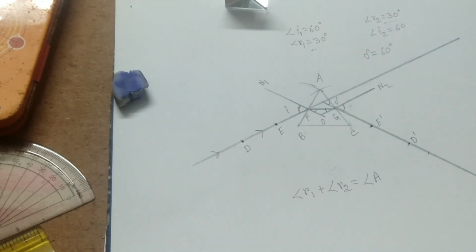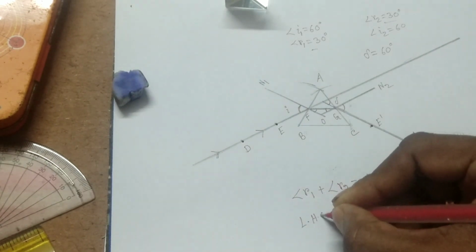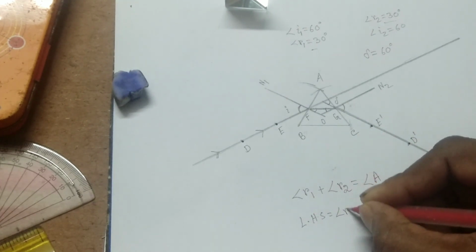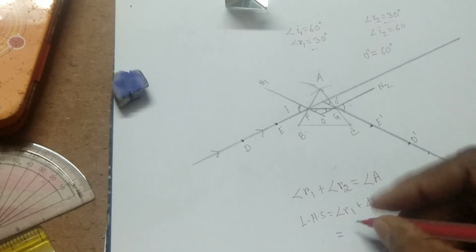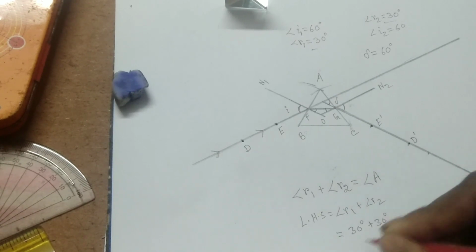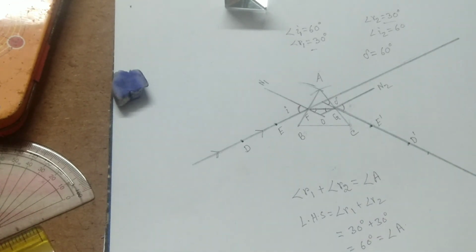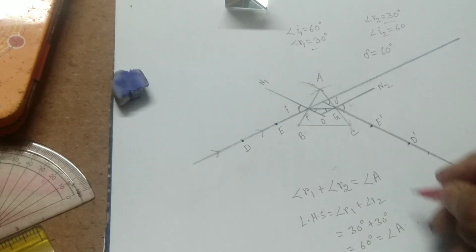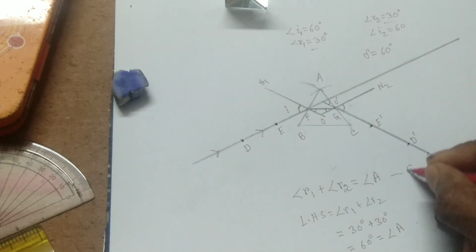That means if we take R1 as 30 degree, the left hand side is equal to angle R1 plus angle R2. If we put the angle R1 is 30 degree and angle R2 is also 30 degree, that is equal to 60 degree, and that is equal to angle A, because angle of this prism is 60 degree. Therefore it is proved that the result is exactly correct, because we know that angle R1 plus angle R2 is equal to angle A, or angle of prism. This is equation 1.